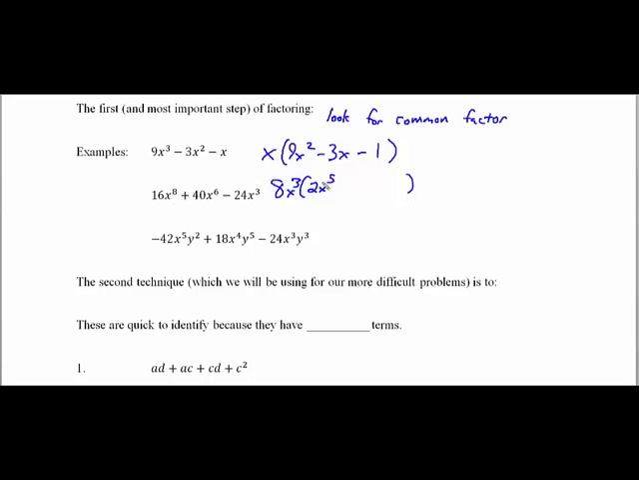Now we're looking at the second one. 40 divided by 8 is going to be a 5, and then x to the 6th divided by x cubed would be x cubed, because 6 minus 3 is 3. And then the final term here would be minus 3, because 24 divided by 8 is 3, and this is a subtraction problem, and x cubed divided by x cubed is x to the 0, which is 1. Negative 3 times 1 is negative 3.